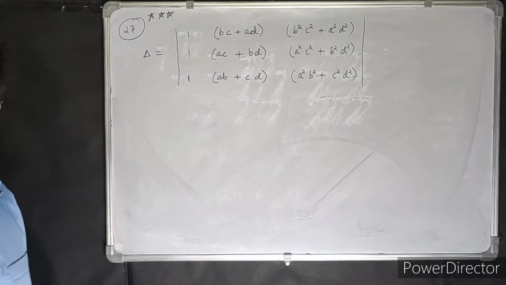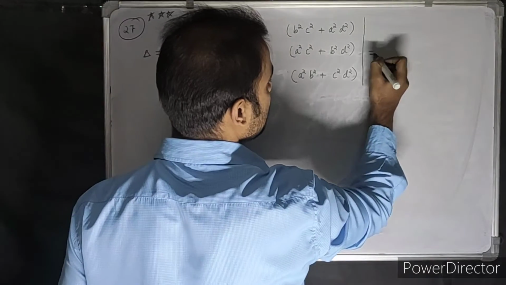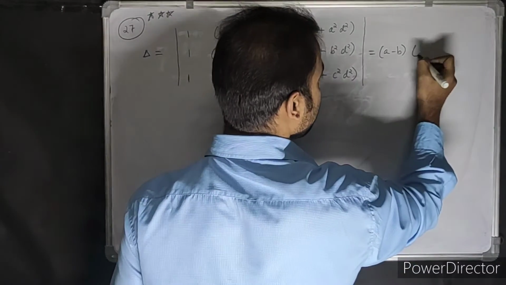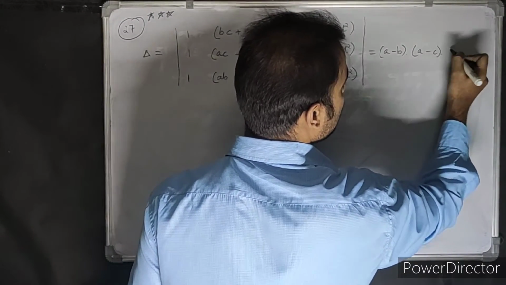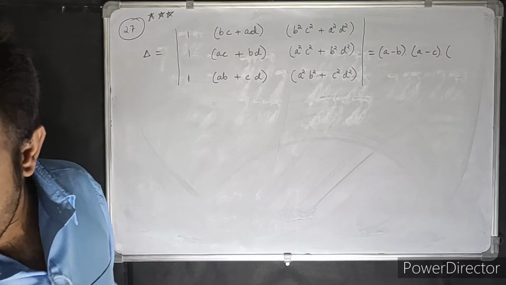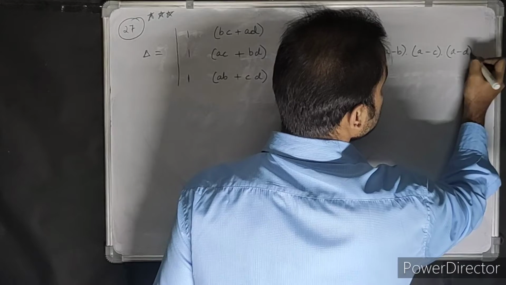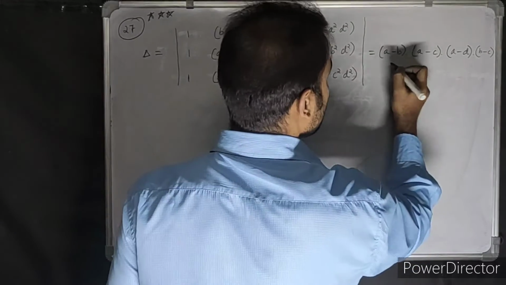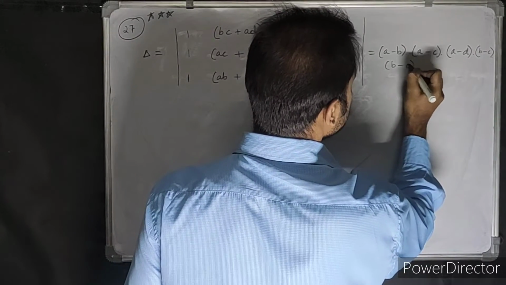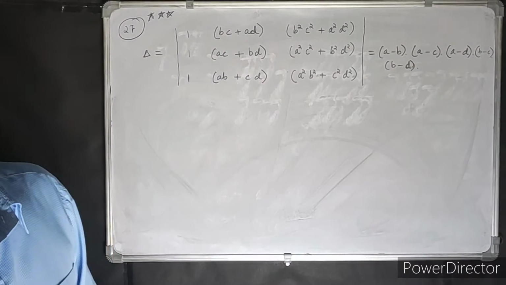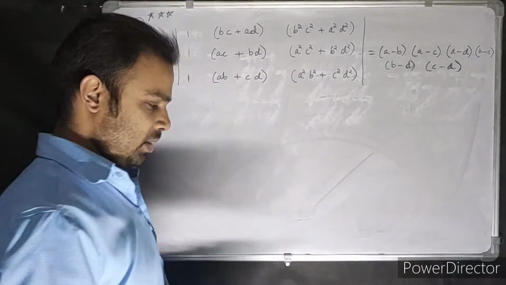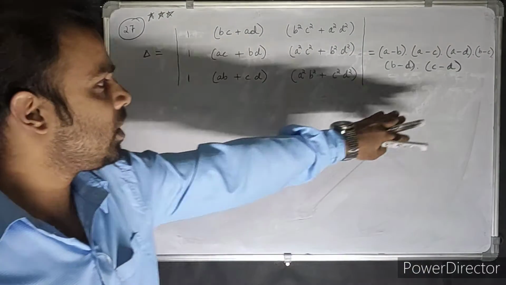Now this whole thing has to be equal to many things actually. A minus B, A minus C, all multiplied. Next is A minus D, B minus C, A minus D, again B minus C, again B minus D, C minus D. Okay, that's your question. You have to prove this is equal to that.